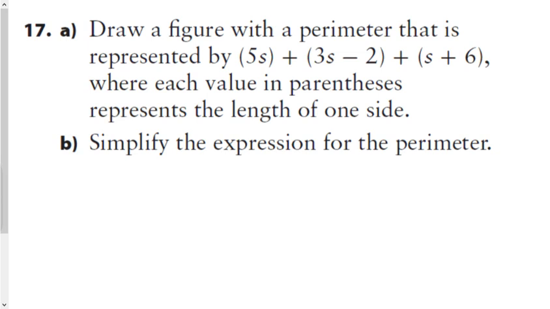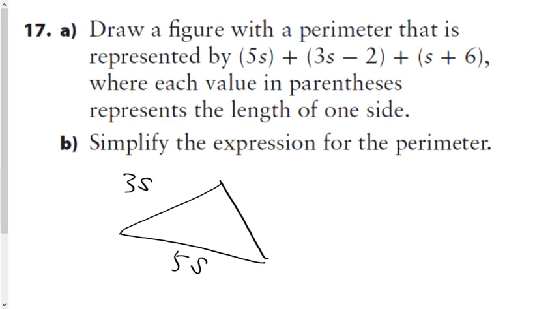Question 17 is draw a figure with a perimeter that is represented by 5s plus 3s minus 2 plus s plus 6, where each value in parentheses represents the length of one side. So we really have three sides, which is a triangle. This appears to be the longest, so I'll do 5s. This appears to be the next longest, so 3s minus 2, and then s plus 6.